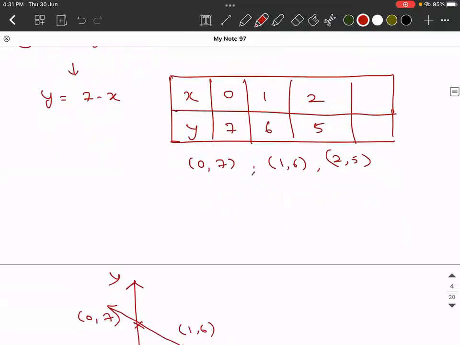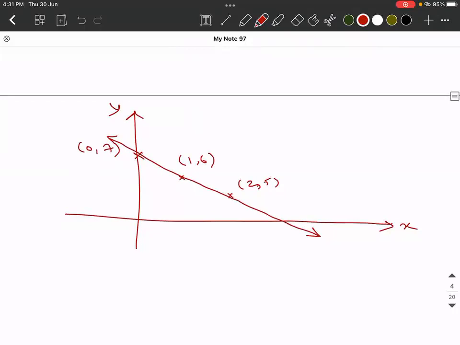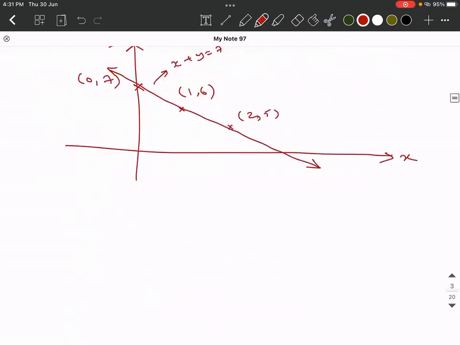5x plus 2y is equal to 20. So this is the graph for x plus y is equal to 7. What is the next one? 5x plus 2y is 20. So what should I do? y is equal to (20 minus 5x) divided by 2. So what will I start with?